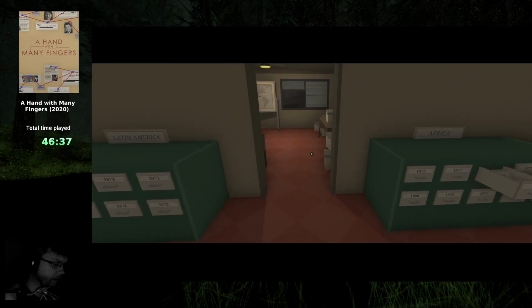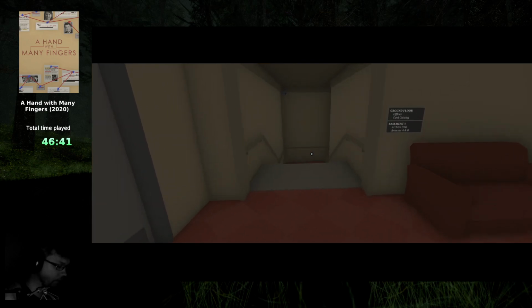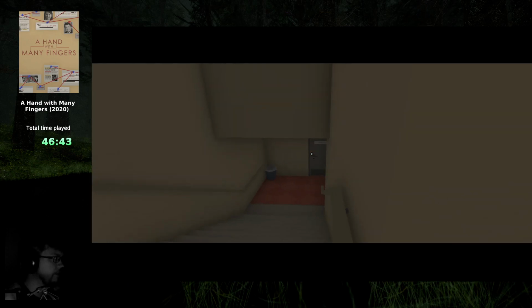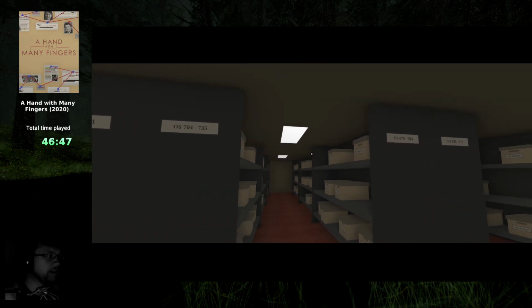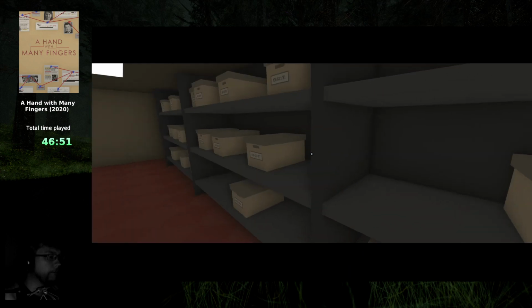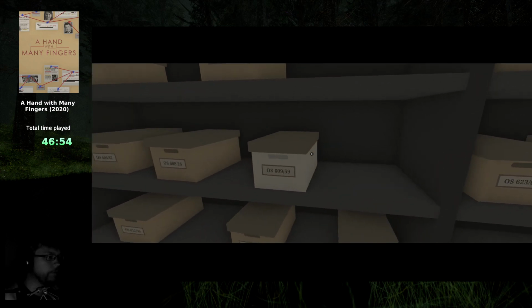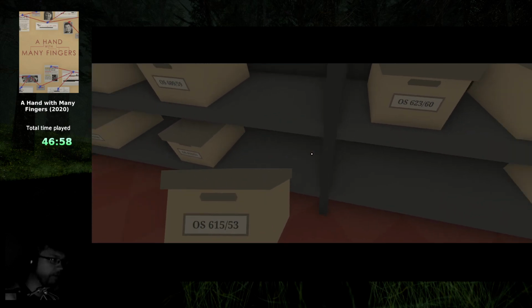Did I already check 615? I haven't checked 615 yet, so let's start with that. I have a note of that. I don't remember anymore why. $615.53. That's the one.